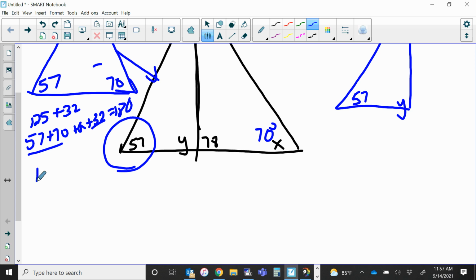One what? And 157? No. This is a 7. Sorry, that's not a 50. That's my fault. That should be a 127. So what's 127 plus 32?